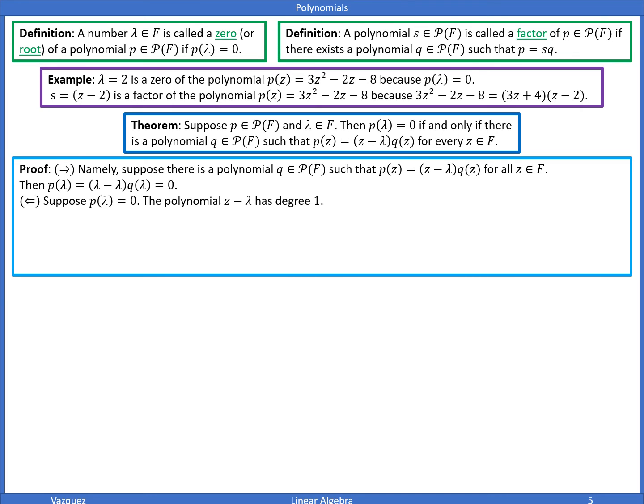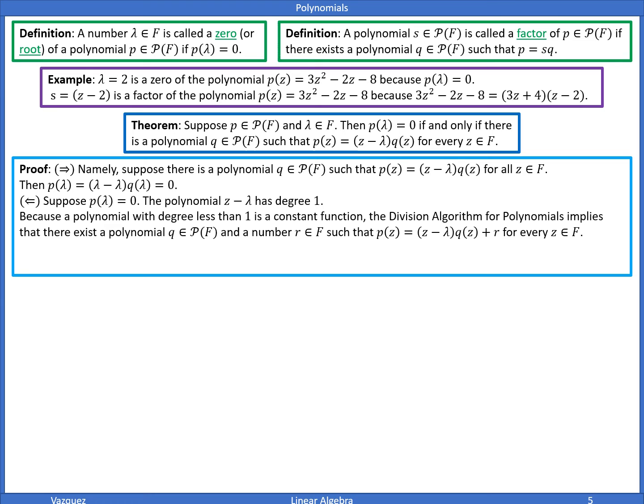Now the other one is a bit more interesting. Suppose p of lambda is equal to 0. Well, then the polynomial z minus lambda has degree 1, right? Because it's a variable minus a constant. That's obviously degree 1. z only has degree 1. Well, because a polynomial with degree less than 1 is a constant function.